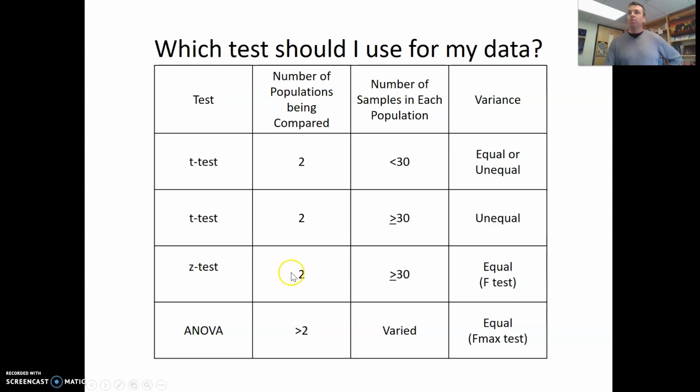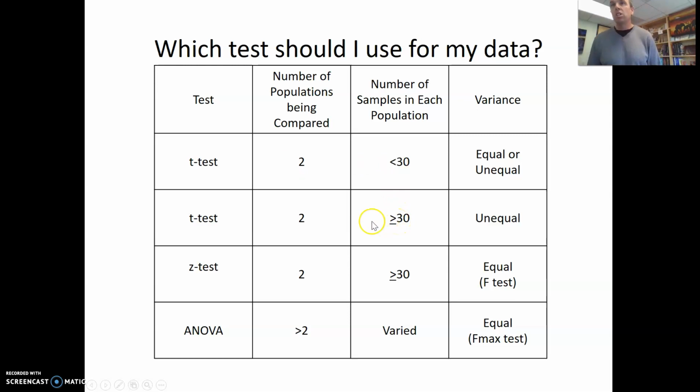Now, if you have two groups, the choice of t-test versus z-test depends on how many replicates you have in each population, in each of those groups. If you have less than 30, you basically have to use the t-test. If you have greater than or equal to 30, you can use a z-test. And a z-test is actually really, really powerful. So if you can, oftentimes you want to use the z-test. But the t-test is a little bit more flexible and usable for both under and greater than 30.